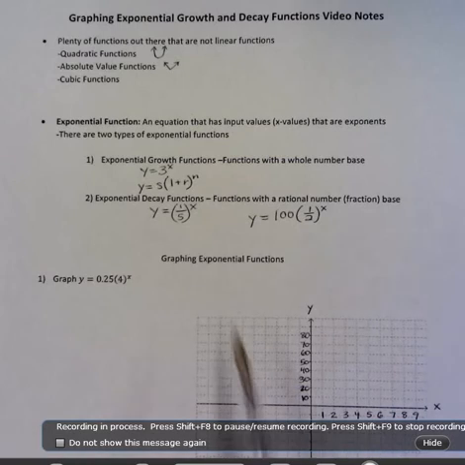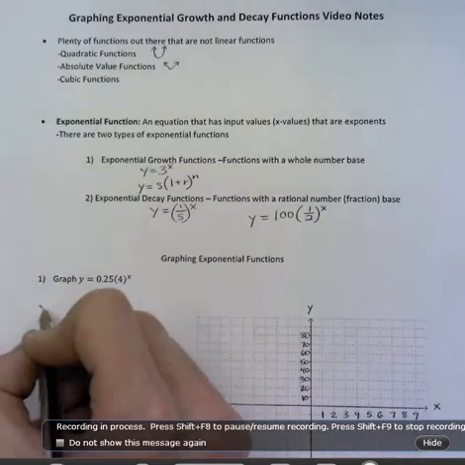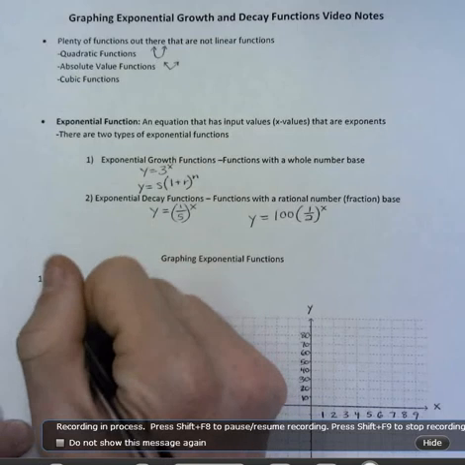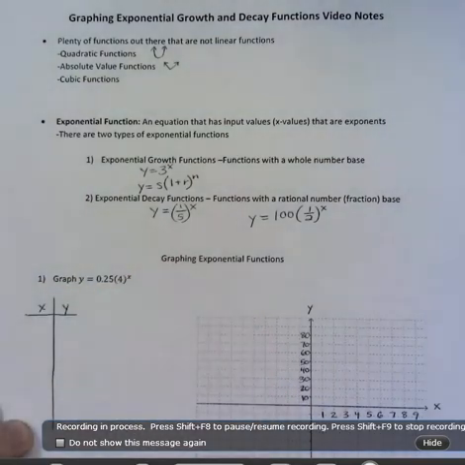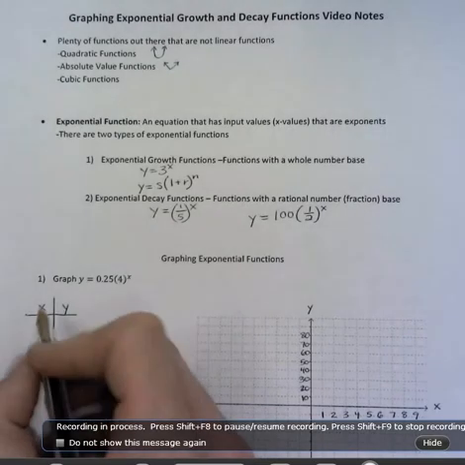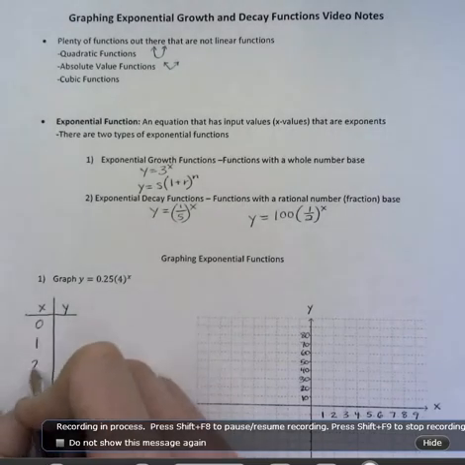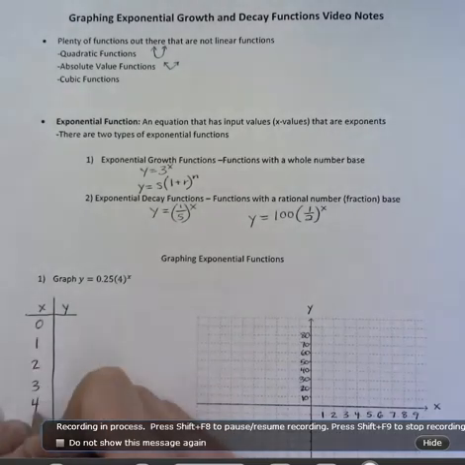Starting with an exponential growth function. It's graphed just the same way as we graph anything else. We need points that we can graph on our coordinate grid. So what do we do? We make our x-y table. Just choose a couple points, and let's make it happen.